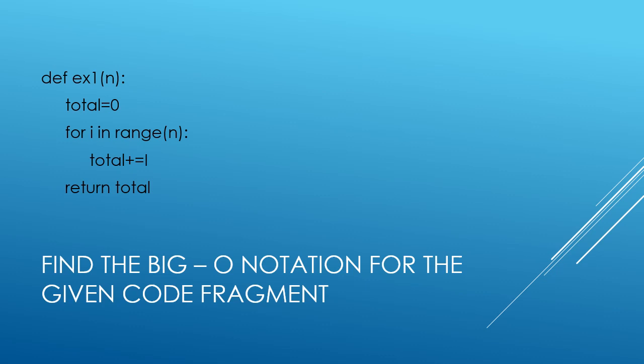We define a function x1. Total is 0. We run a for loop till n and we add 1 to total each time. Then we return total.